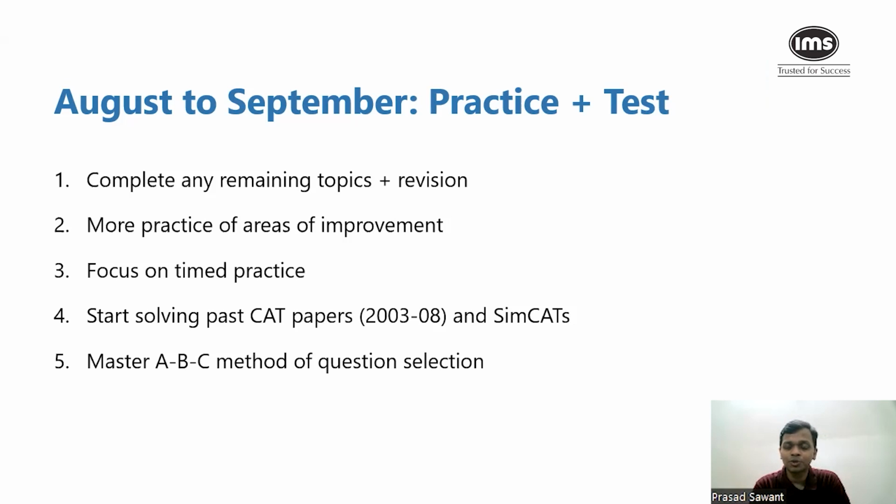Whenever you see a question, you should be able to figure out whether it is category A, B, or C, or easy, moderate, or difficult. Should I be doing it right now? Should I be doing it later? Or should I completely skip this question in a test condition? So the more questions you solve and the more you try to master this approach, eventually when you take the CAT, you will be able to implement it in a much better way.